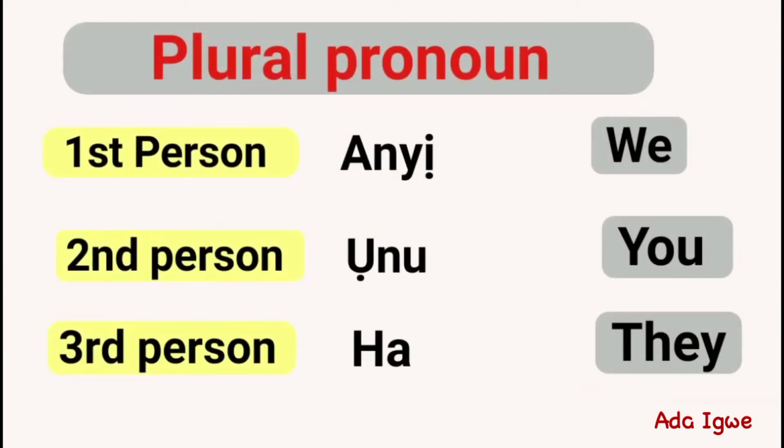Then, first person plural pronoun in Igbo is called anyị, which is equivalent to English we. All right. Anyị.